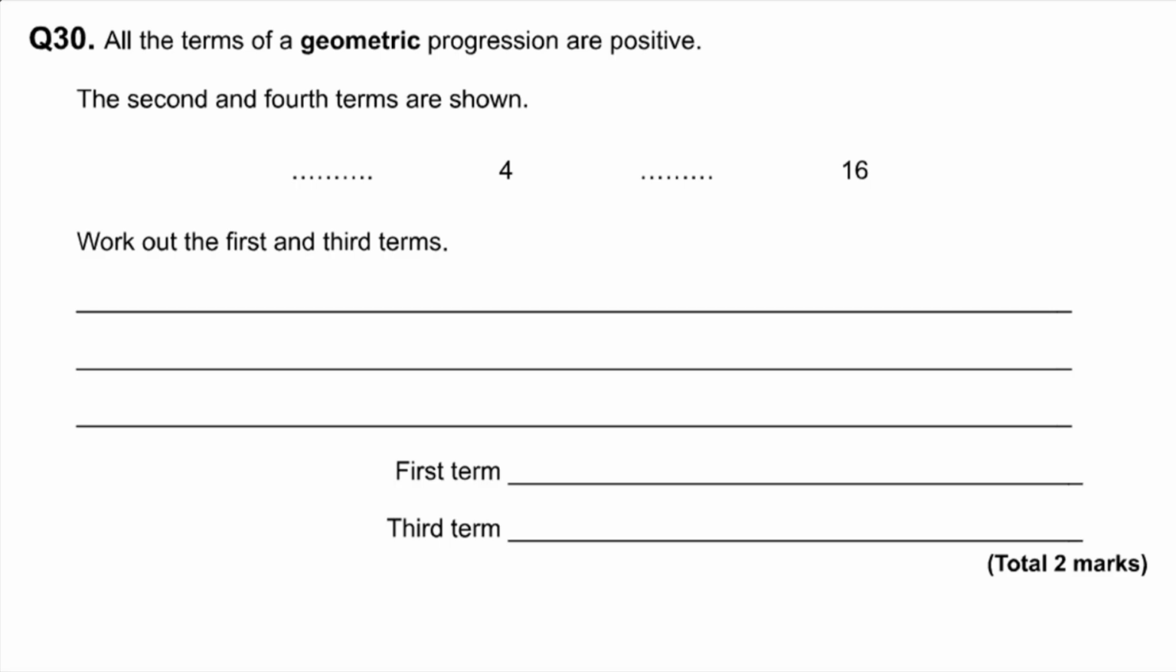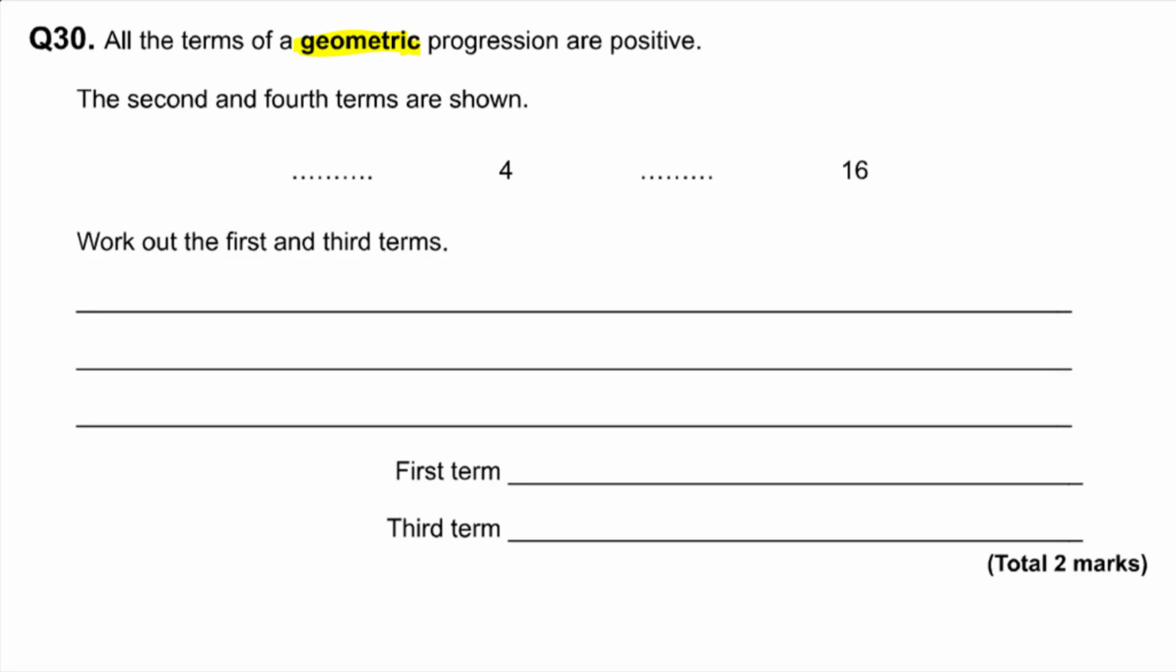Question 30. All the terms of a geometric progression are positive. The second and fourth terms are shown. Okay, so I've got blank, 4, blank, 16. Now, a geometric progression has a common ratio rather than a common difference. That means that each term is a multiple of the previous one. So what must it be multiplied by if it goes from 4 to something to 16?